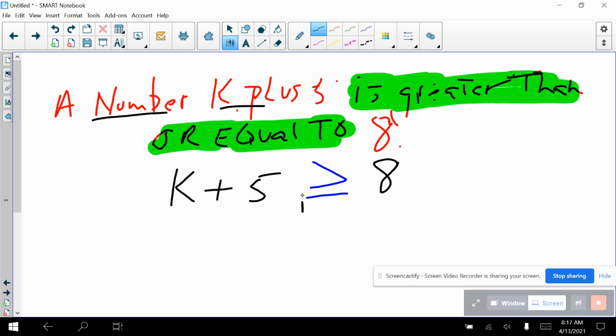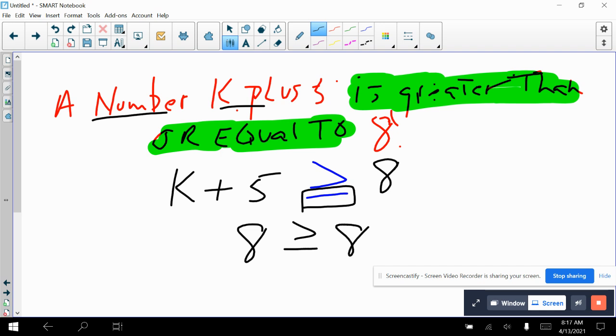Okay, let's talk about this sign right here. Do you see that below the greater than sign? That is like half of an equal sign. Which means the expression on the left can equal 8. It's allowed to be equal to 8.